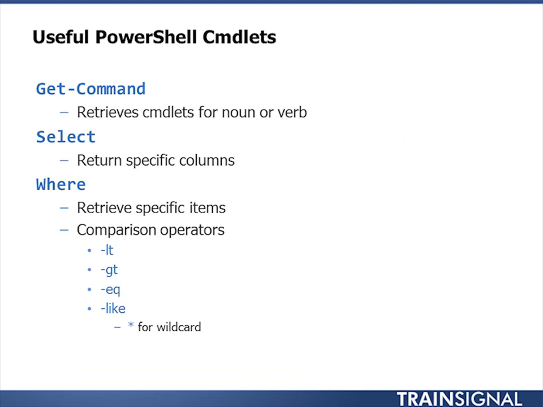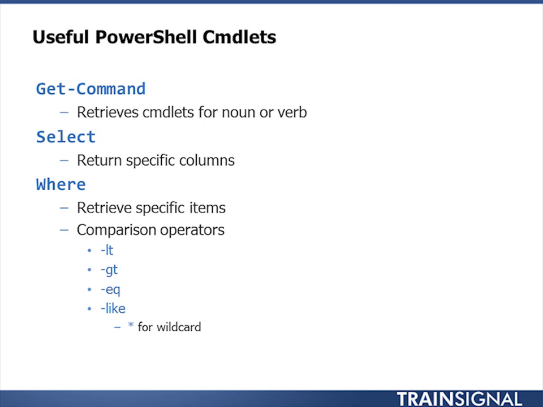Now if you haven't worked a whole lot with PowerShell, a couple of things that we want to cover just to make sure we're on the same page. First of all, a couple of commandlets that'll help you out. Get-Command will retrieve commandlets for a specific noun or verb. We've got Select, which will give us back specific columns, because one of the things we're going to see when we grab a series of objects is that they may have a whole host of different properties. So I may only want to display certain properties, and Select will allow me to very easily do that.